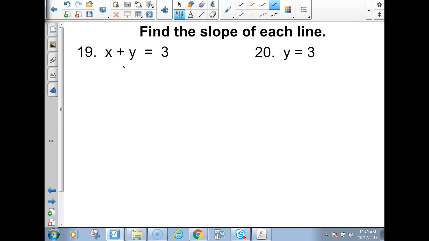Okay, 19, we're going to need to subtract x to get y alone. Y equals, write your negative x first, and then plus 3, that's a positive 3. And then think, okay, well that's negative 1 in front of x, so m is negative 1.